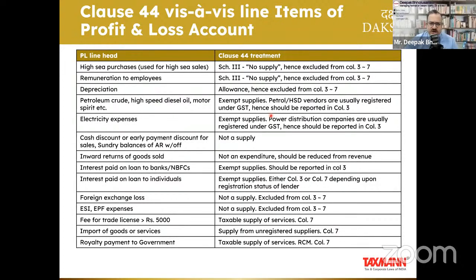Foreign exchange loss, again not a supply, excluded from 3 to 7. ESI EPF expenses: you pay ESI to the ESI authority, you pay EPF to the EPFO. In my view, it is not a supply.